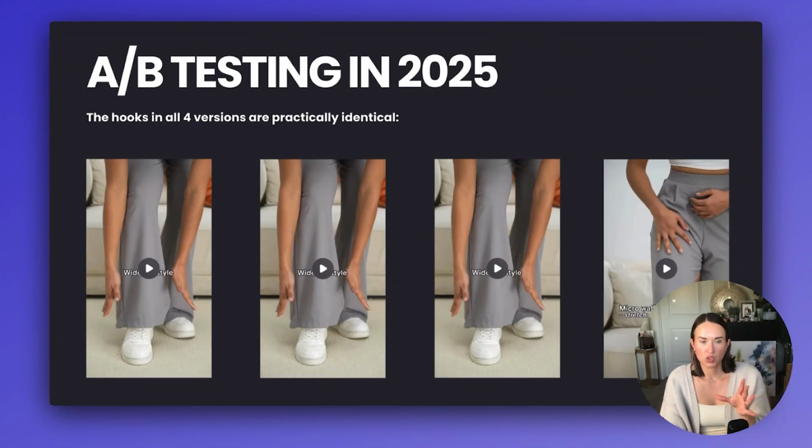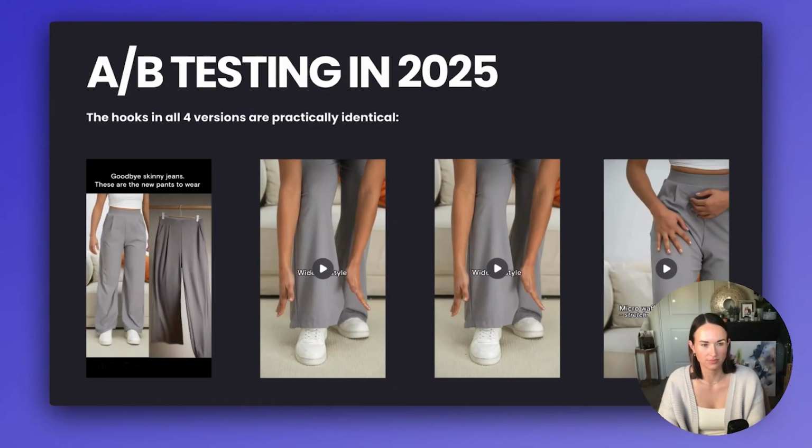And then when it comes to A/B testing in 2025 for video examples, I'm going to go through some Halara ones first, and then I will show you guys some client examples that I have. I'm going to play the first few seconds to show the lack of wildly different concepts.